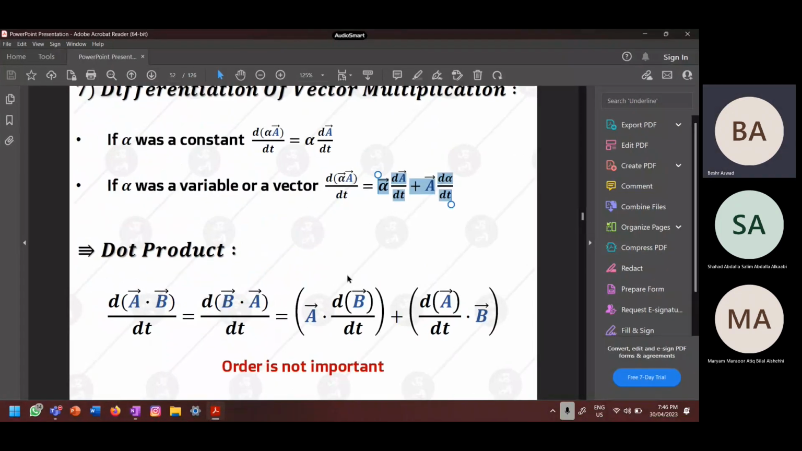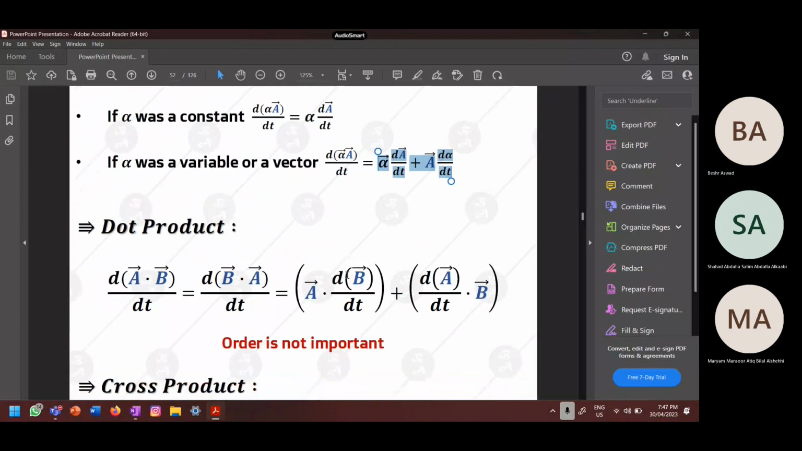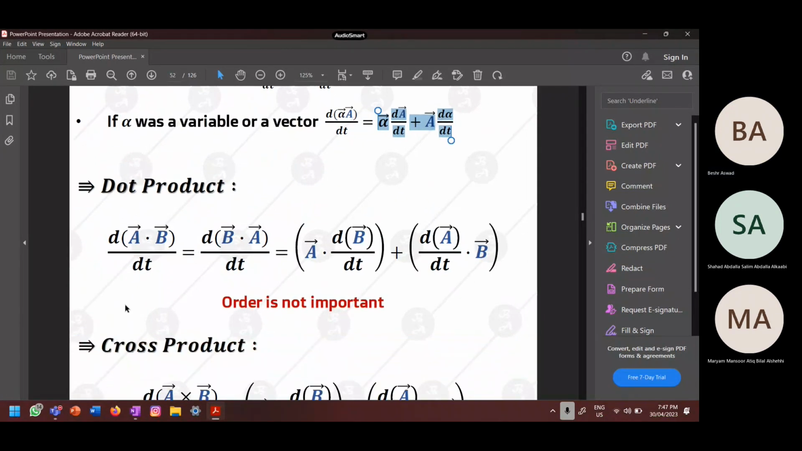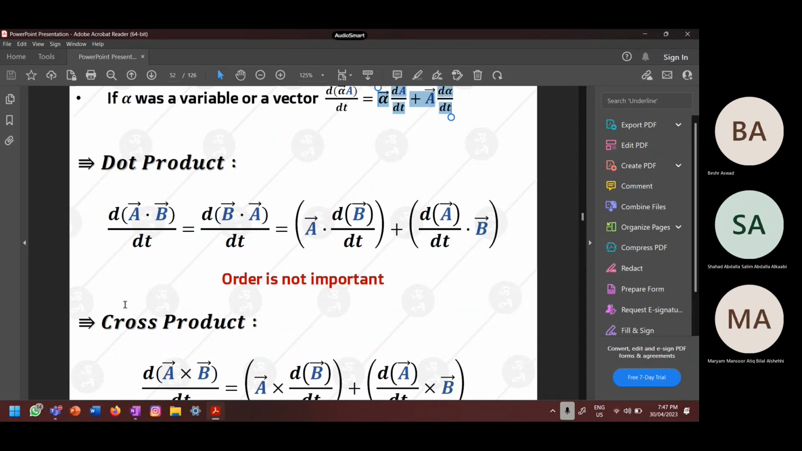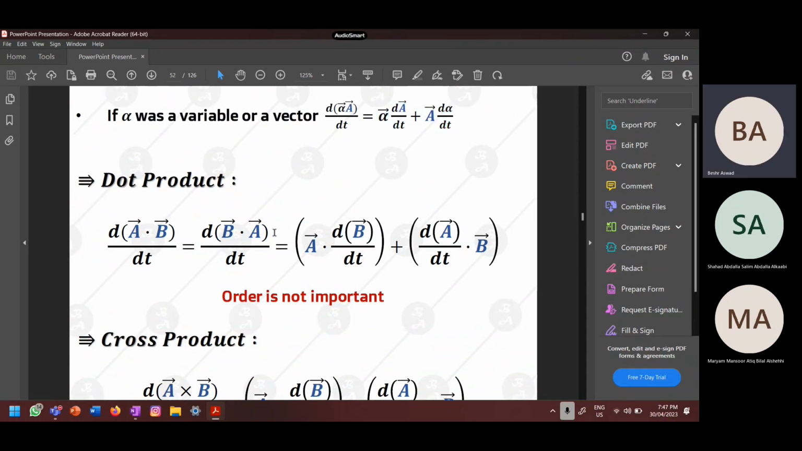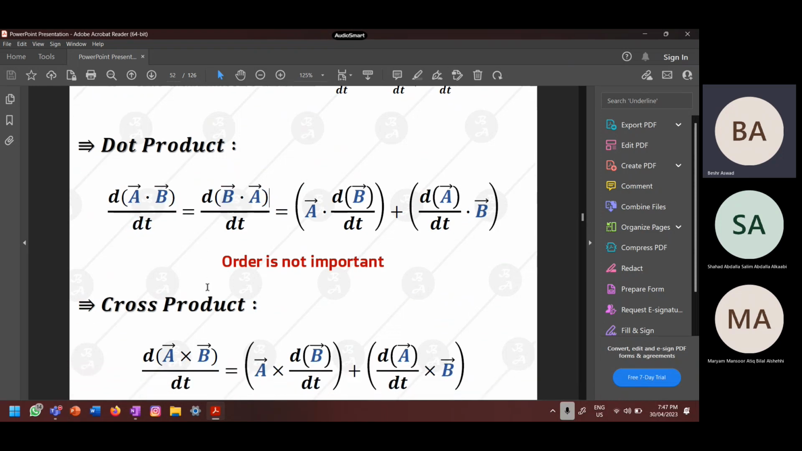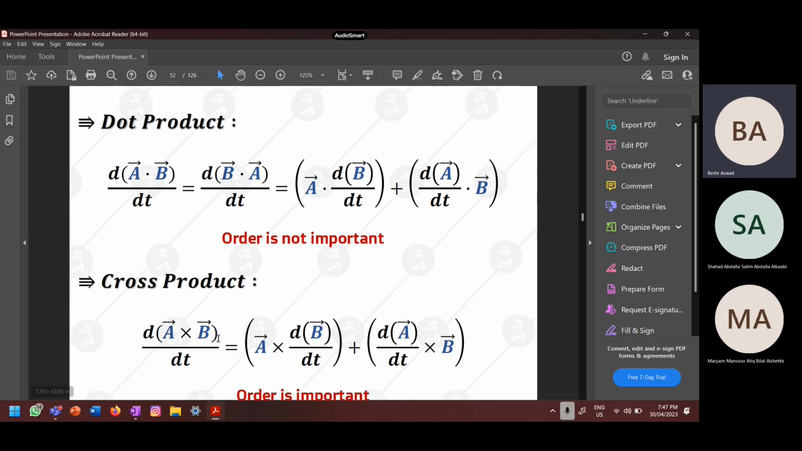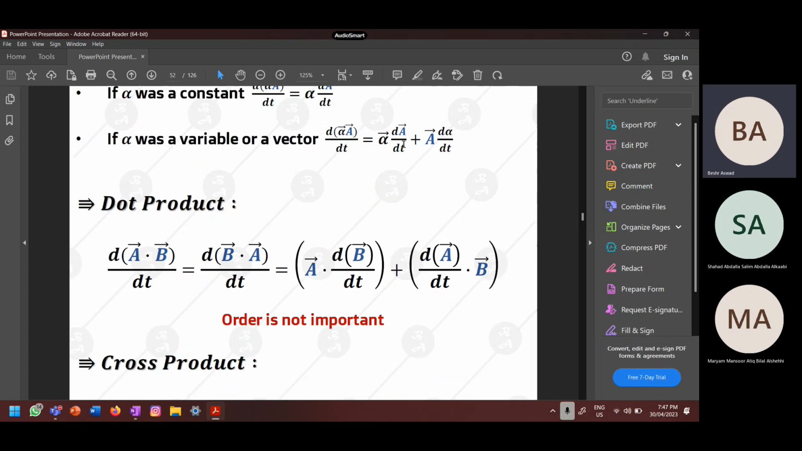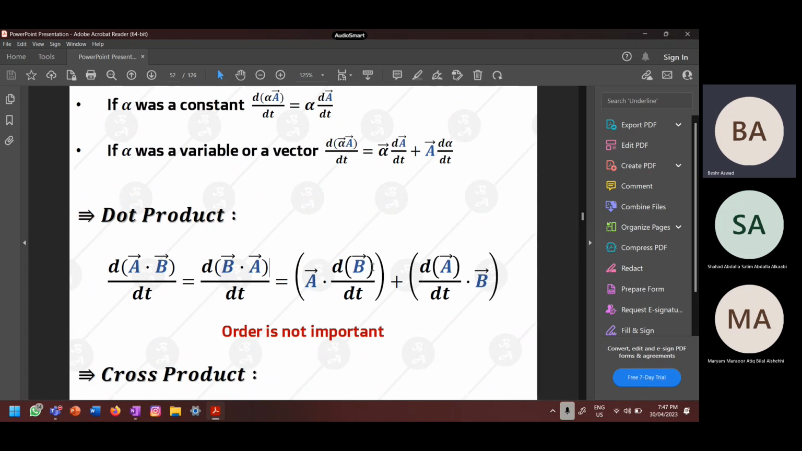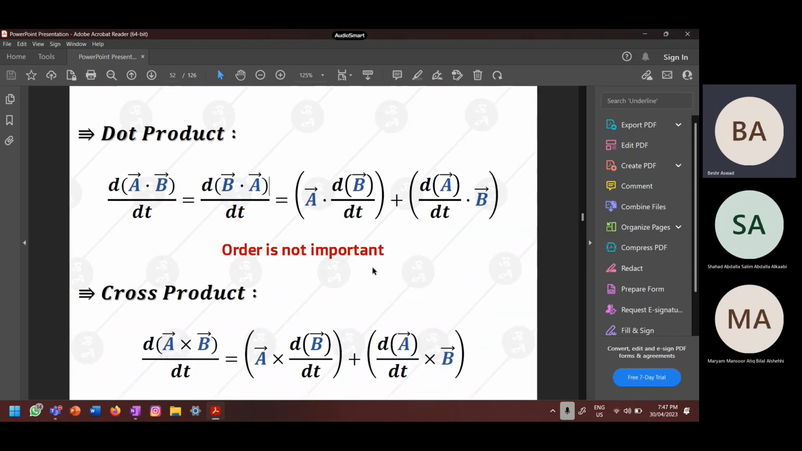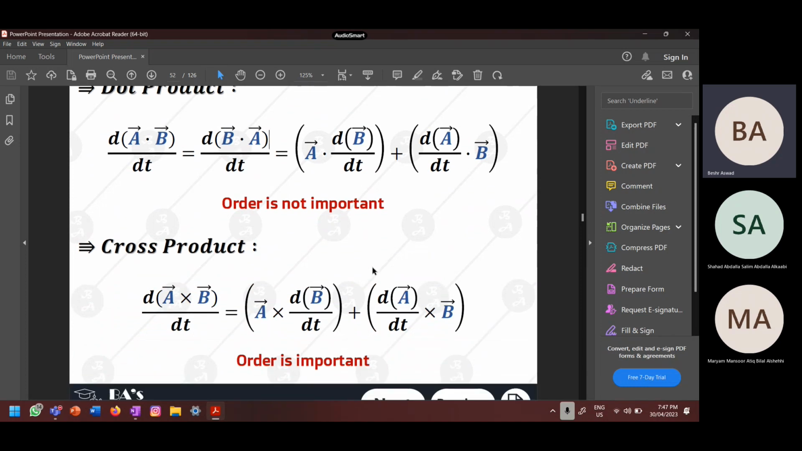As for dot product, you get the same idea, but personally, I recommend you just find a normal dot product, then differentiate with respect to the variable you're asked. The same thing applies to cross product. You can see they're all similar because all three of them have the same core concept, which is the chain rule.